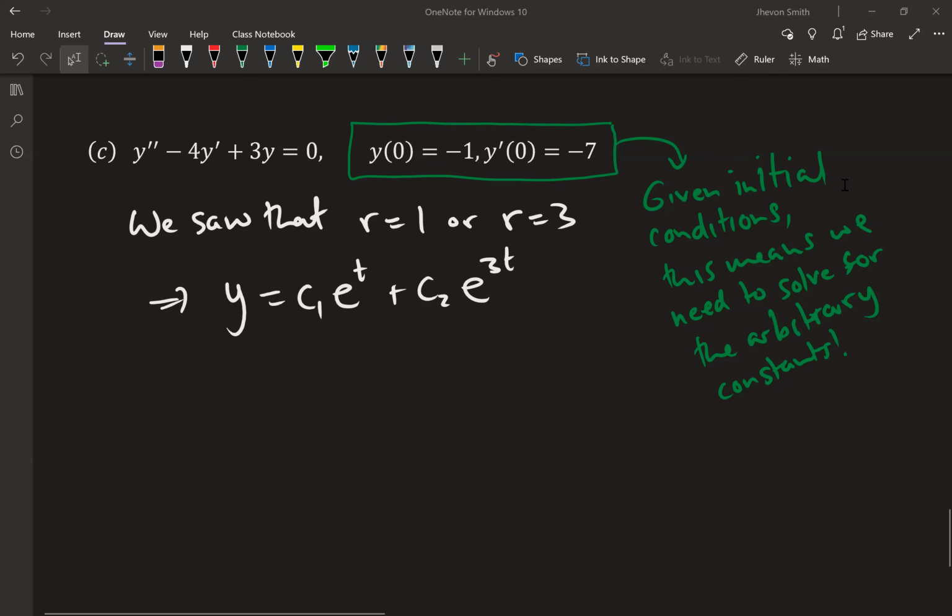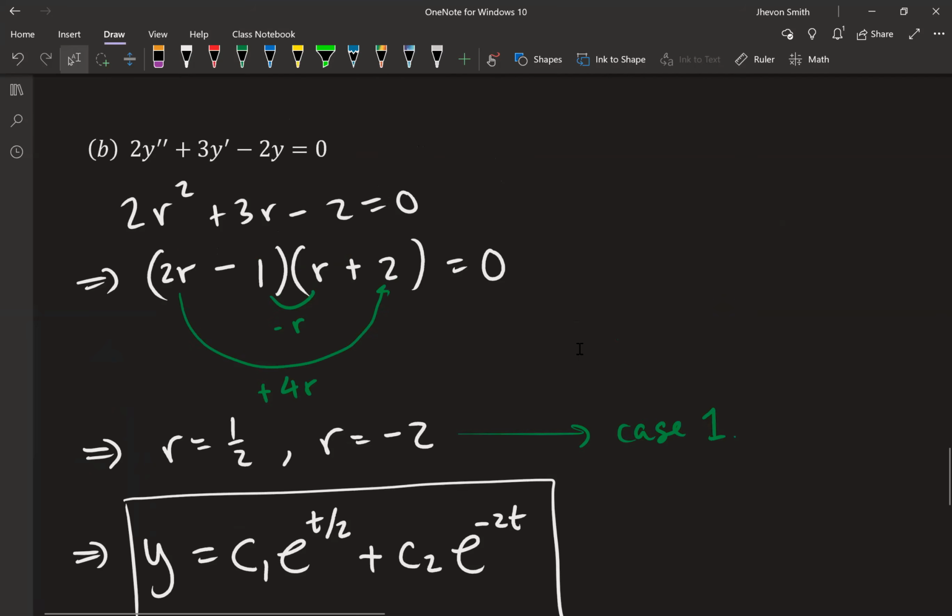Insha, you lost connection. Well, your answer was right. The R values were 1/2 and minus 2. It's up here. So your R was 1/2 and minus 2, and then the general solution would look like that.